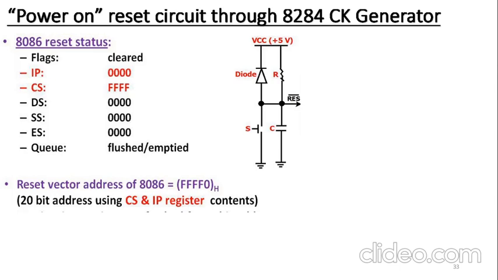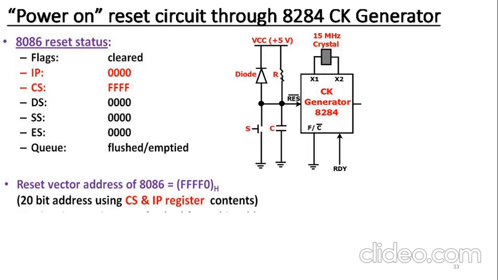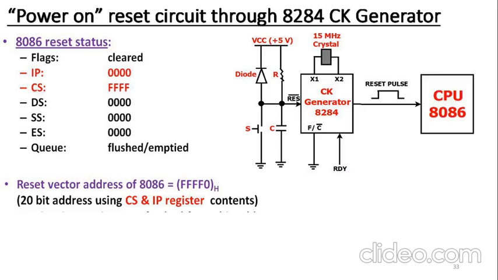And this power on reset circuit is connected to RES bar. RES bar is nothing but the input of that clock generator 8284. This clock generator will be generating clock as well as it is providing the reset signal to the microprocessor. That's why crystal is also shown on the top side here, which is for clock generation. And then the output of that clock generator on the right side, it is connected to reset input of CPU processor 8086 here. So reset pulse will be given for the reset operation.